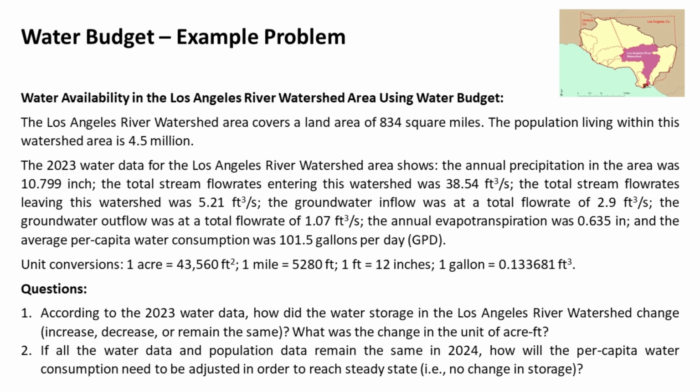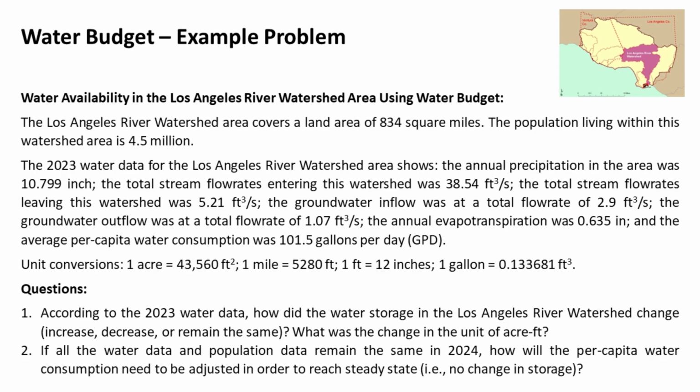The following unit conversions may be necessary. 1 acre equals 43,560 square feet. 1 mile equals 5,280 feet. 1 foot equals 12 inches. 1 gallon equals 0.133681 cubic foot.